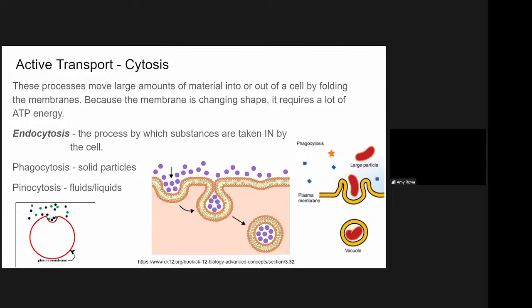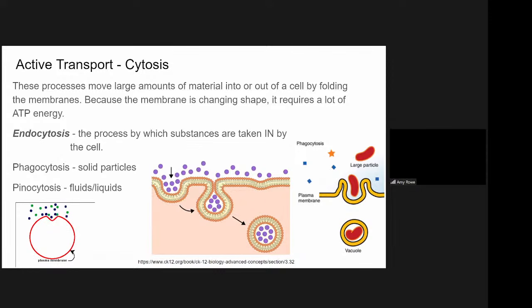Another form of active transport is cytosis. This is where processes are able to move large amounts of material into or out of the cell by actually changing the shape of the membrane. So either folding the membrane or binding membrane-bound structures to the outside of the membrane and ejecting things.